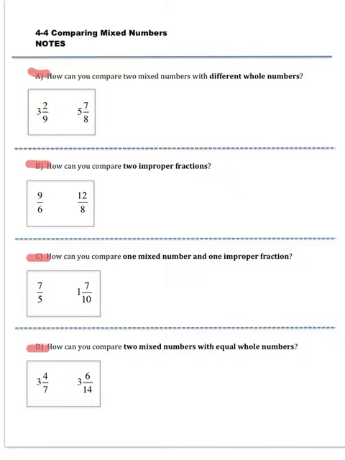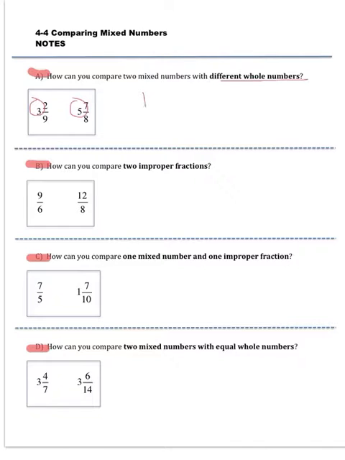Starting with the first example at the top, example A. The question is, how can you compare two mixed numbers with different whole numbers? When we're looking at our two examples here, 3 and 2/9, we see the whole number 3, and 5 and 7/8, we see the whole number 5. I hope this is a very obvious situation that if I have 3 whole and 5 whole items, it's hands down 5 is the winner. 5 is the bigger whole number, so therefore 5 and 7/8 is the bigger mixed number.